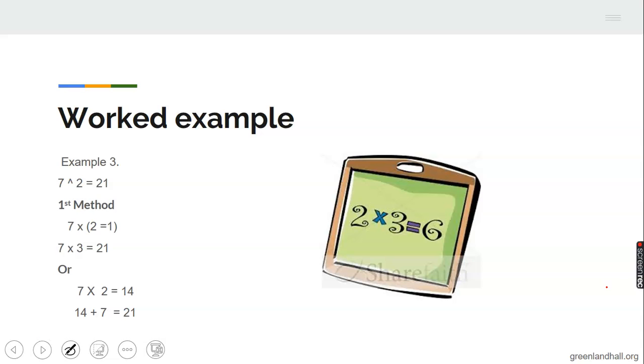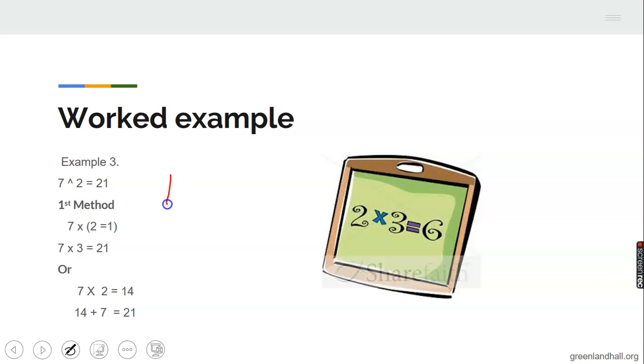Now, I have another example here, but I will use the two methods to get the answer. The two methods I use, both of them, like I told you, will arrive at the same answer. Whether I use the first method or the second method, I will arrive at the same answer.